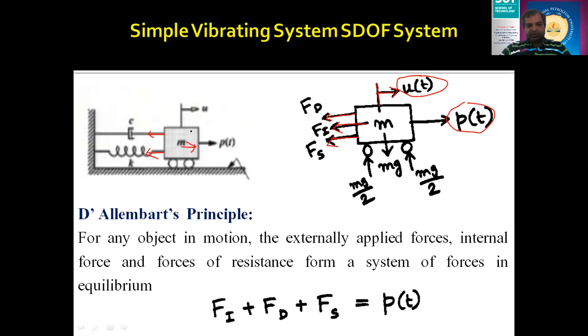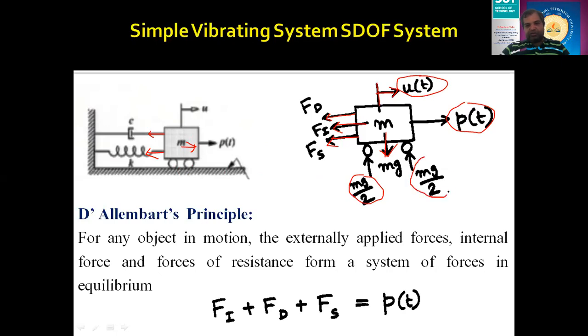Now this mass is going to act in a downward direction with the mg force, and similarly the reaction force on this particular roller, which I assume to be frictionless, which is mg by 2, is also nullified.